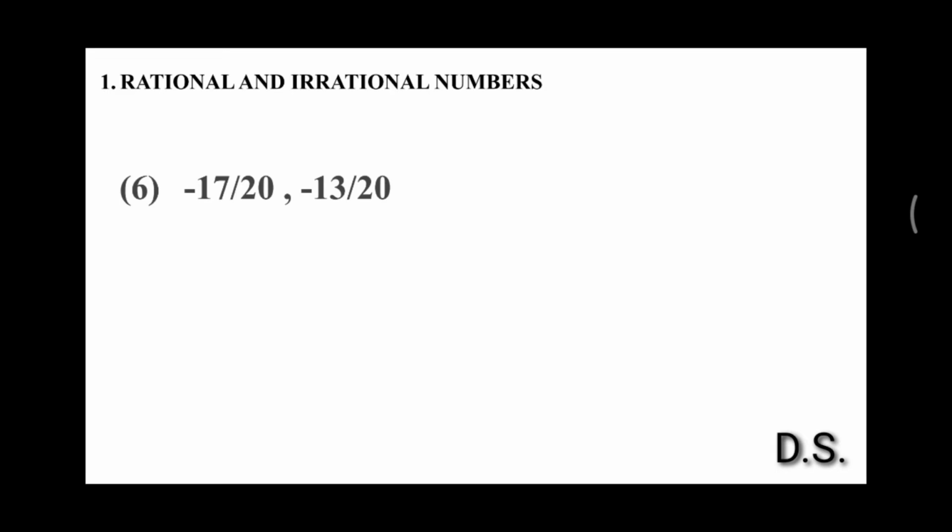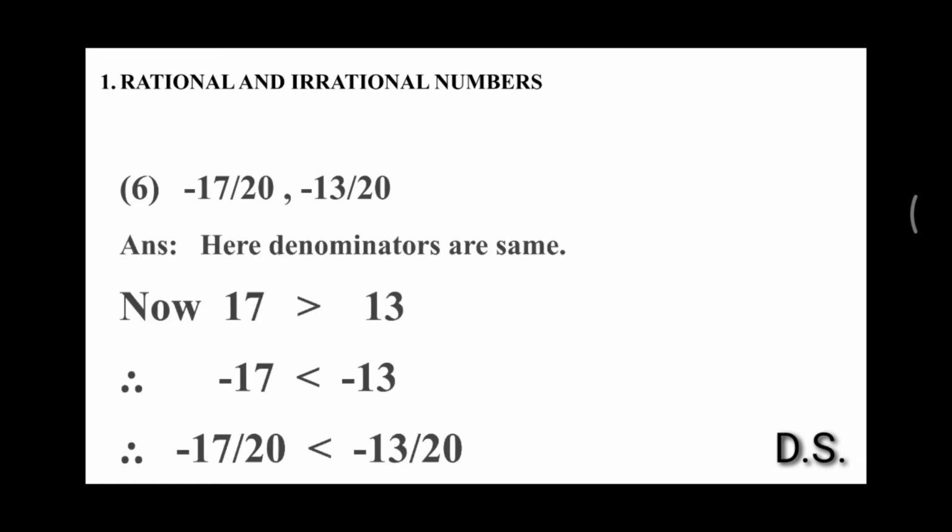Sixth question. Minus 17 upon 20 and minus 13 upon 20. In both the numbers, denominators are the same, that is 20. So we consider the numerators minus 17 and minus 13. First of all, we take the positive numbers 17 and 13. 17 is greater than 13. That's why minus 17 is smaller than minus 13, and therefore minus 17 upon 20 is smaller than minus 13 upon 20.